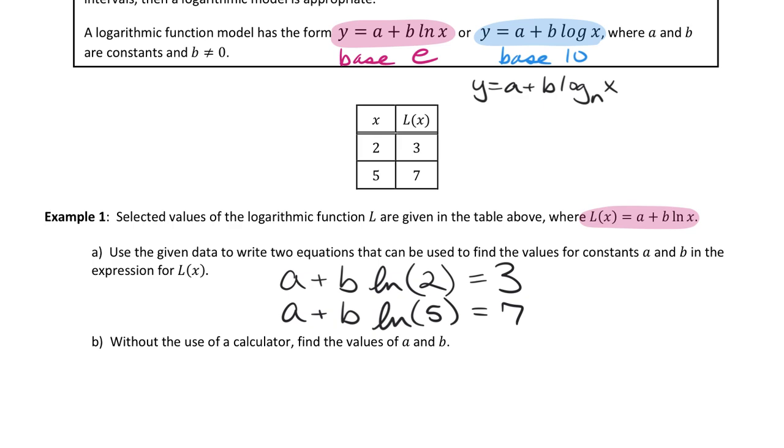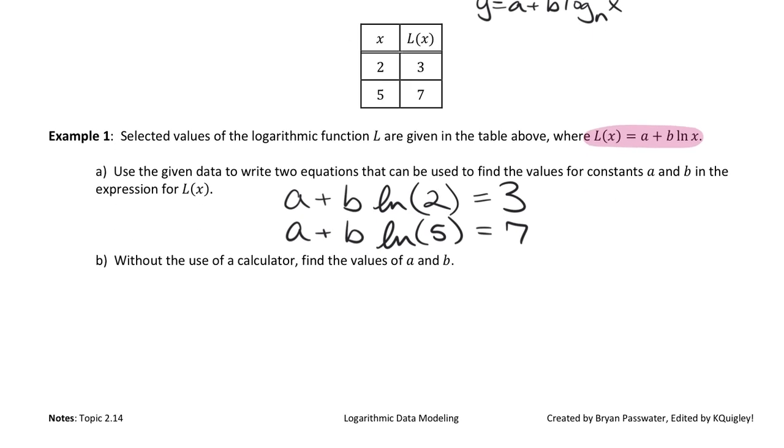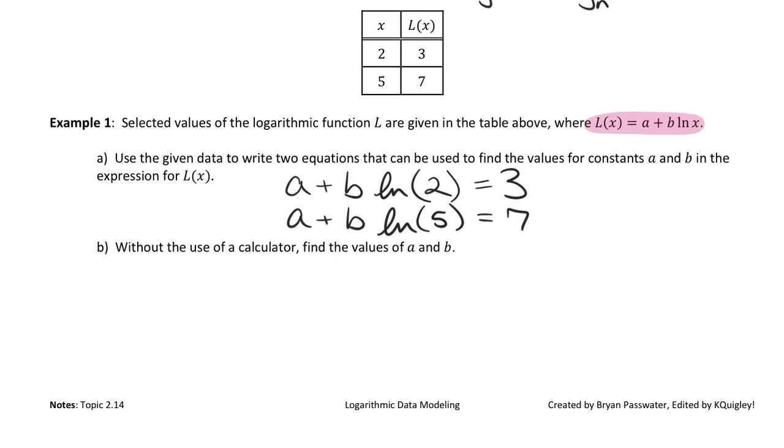Got you. Part B says, without the use of a calculator, find the values of A and B. If we look at what we've created up here, these two equations are a system of equations. Two equations, two unknown values, A and B. If you have two equations and two unknowns, you can solve. So let's have a little Algebra 1 moment, and let's solve this system of equations by hand using elimination, which means we're going to keep the first one exactly the same. A plus B times the natural log of 2 equal to 3.